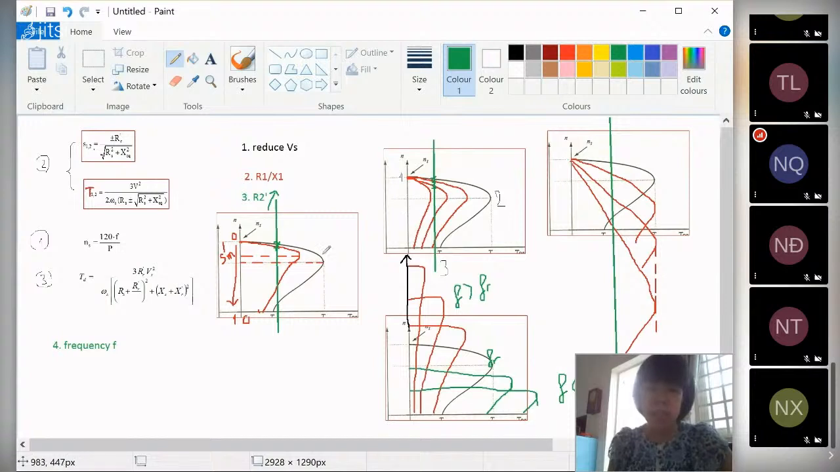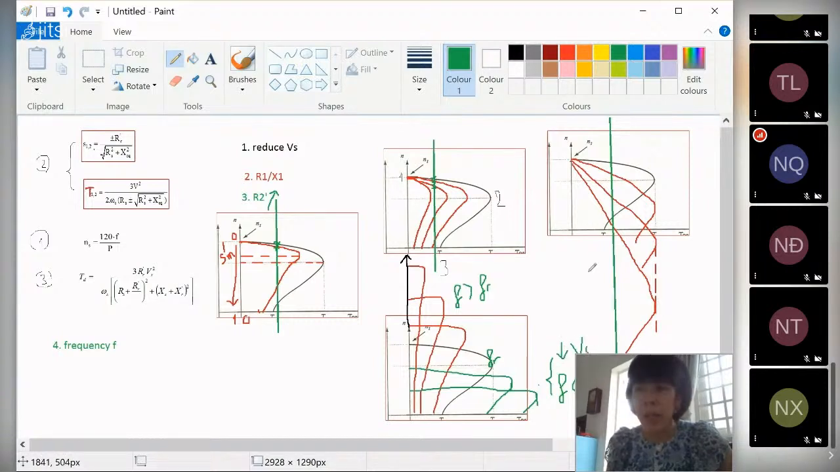Yes. In the second one, it can reduce the maximum torque too. However, in the third method, it cannot, because in the third method the maximum torque will be constant. And in practical life, they will combine the change in frequency with the change in the voltage supply.